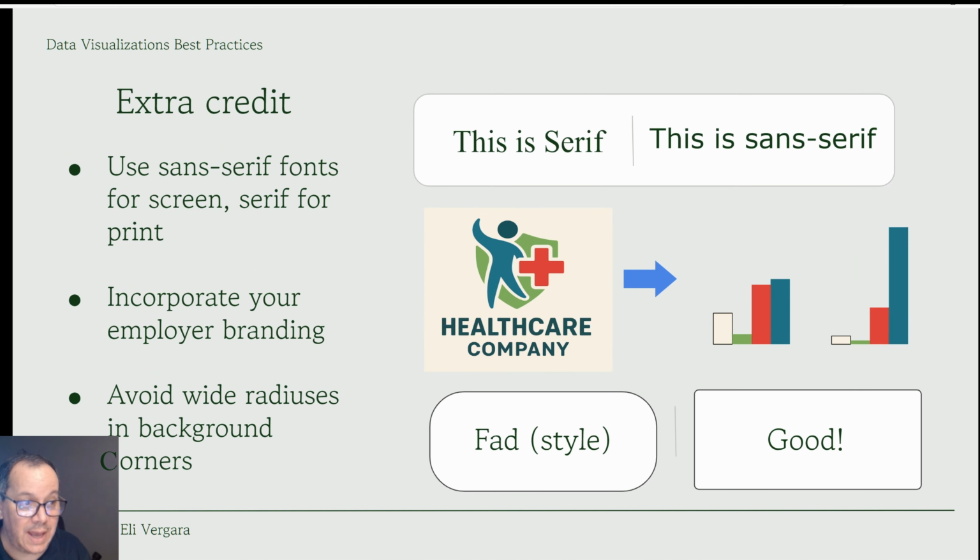Now, this is some extra credit information, right? So in order to create a better visualization, in order to present something that looks more informative, more professional, let's keep in mind some of these principles. Use sans-serif fonts for screen and use serif fonts for print. What does serif and sans-serif mean?